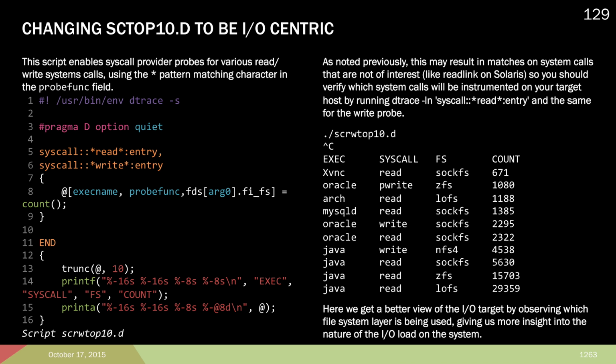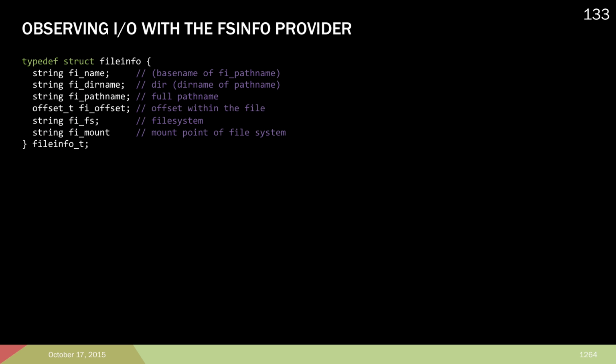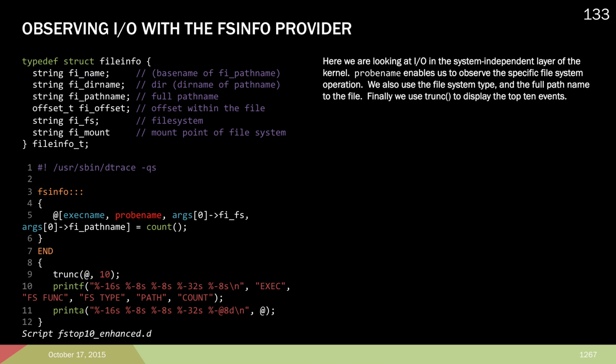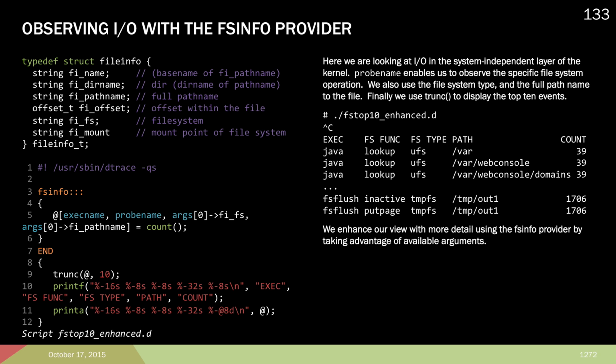Here we get a better view of I/O target by observing which file system layer is being used, giving us more insight to the nature of I/O load on the system. Here we are looking at I/O in the system-independent layer of the kernel. Probe name enables us to observe the specific file system operation. We also use the file system type and the full path name to the file. Finally, we use trunc to display the top 10 events.